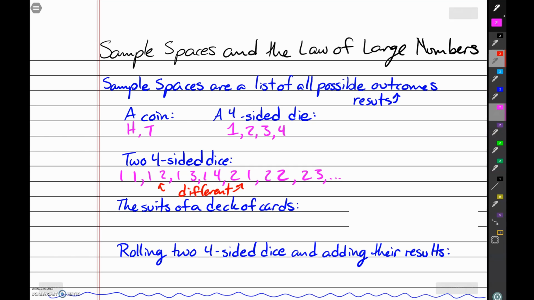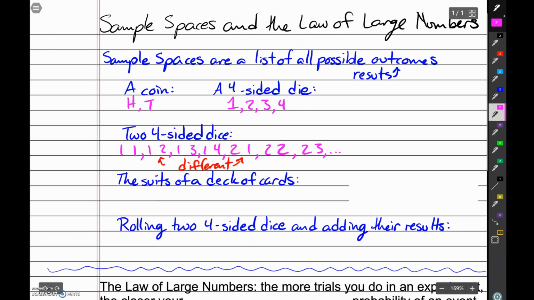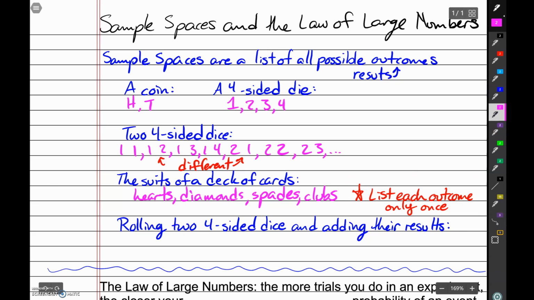Okay? The next one is suits in a deck of cards. You should be a little bit more familiar with cards if you haven't done a ton with them. You've got hearts, diamonds, spades, and clubs. The really important one with this one, though, is that for each one of these, there are 13 cards in each suit. So there's 13 different times you can draw hearts out of a deck of cards. So for each one, even though you can draw it more than once, you should only list that outcome once.